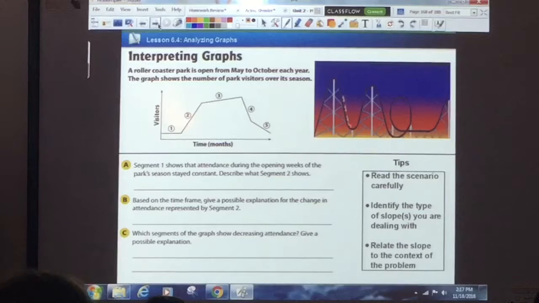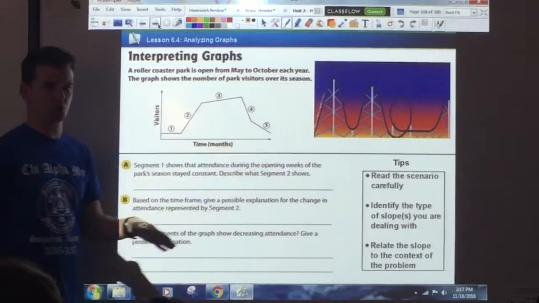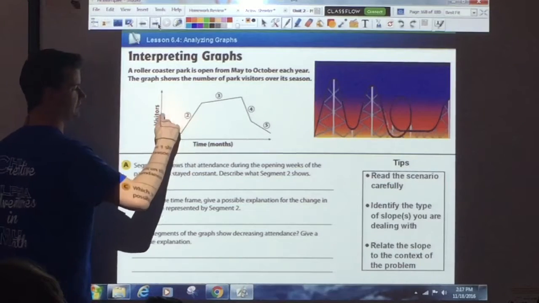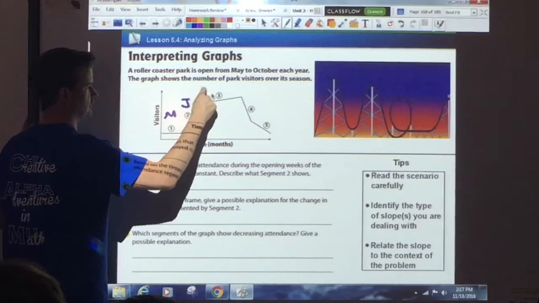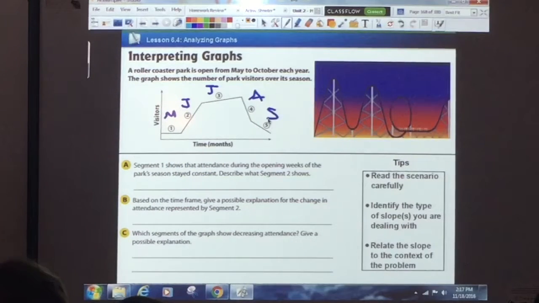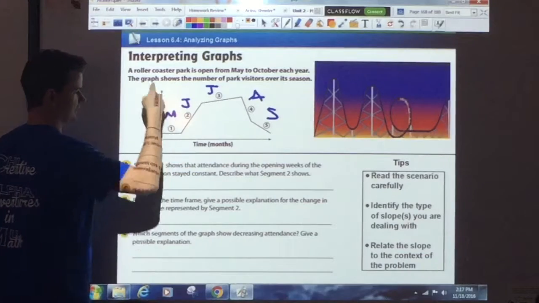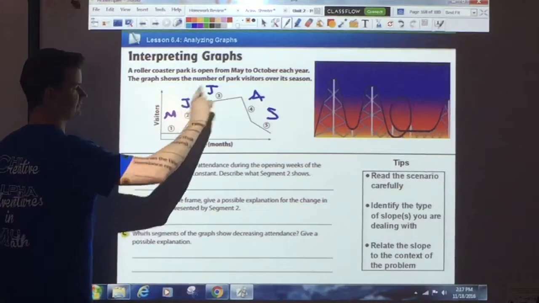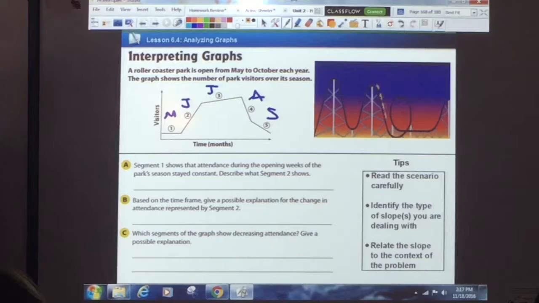Well, we're given a scenario. Something like this one. We have a roller coaster park. It's open from May to October. So if we label this graph, this is May, June, July, August, September. And by the time October comes around, it closes. The graph shows the number of park visitors. So this is the time in months. That's the visitors, which means this is the visitors per month.